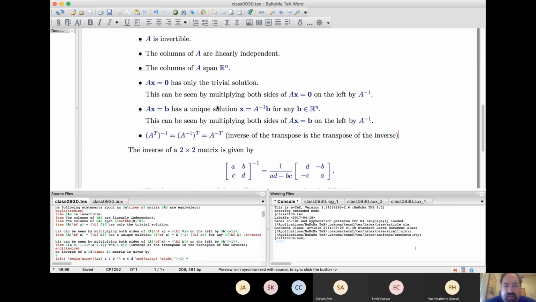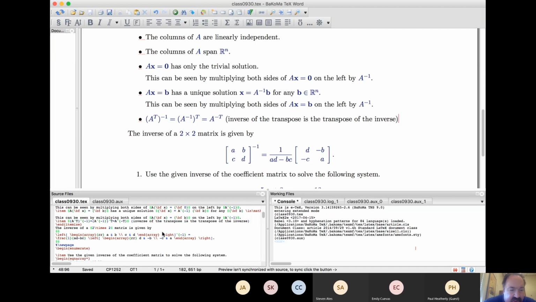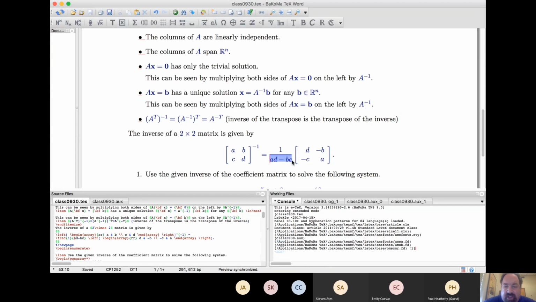I will show you how you can get it. But there's one exception, and that is a case where A is an invertible 2x2 matrix. So if we have a 2x2 matrix A with entries a, b, c, d, here's this nice formula for the inverse. This expression, ad minus bc, is known as the determinant of the matrix A.